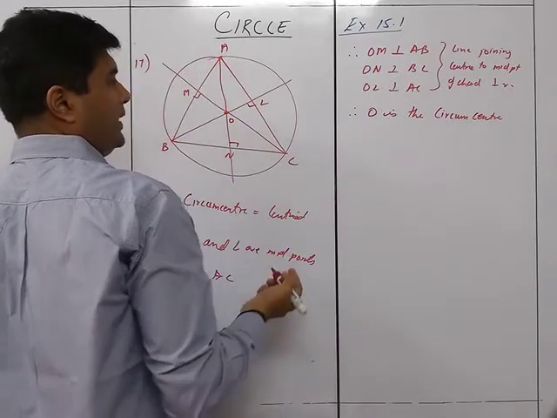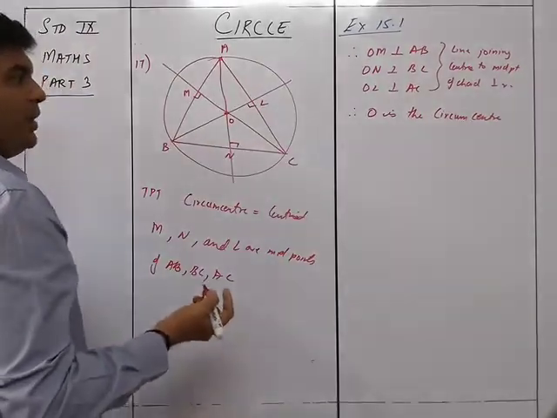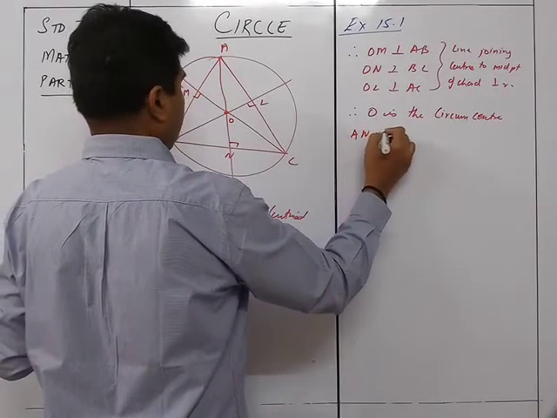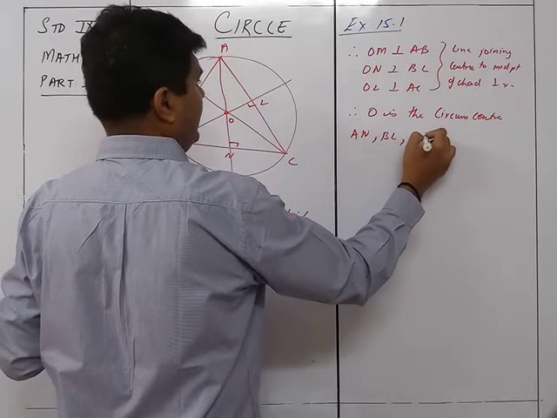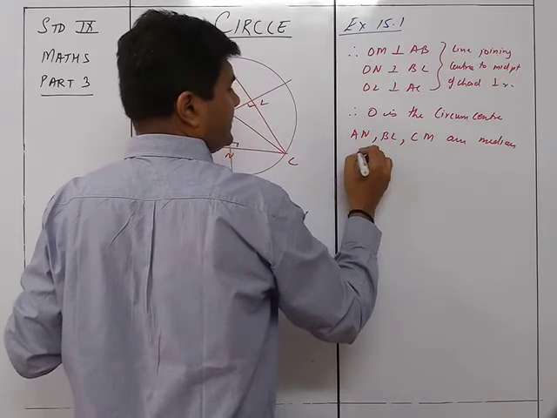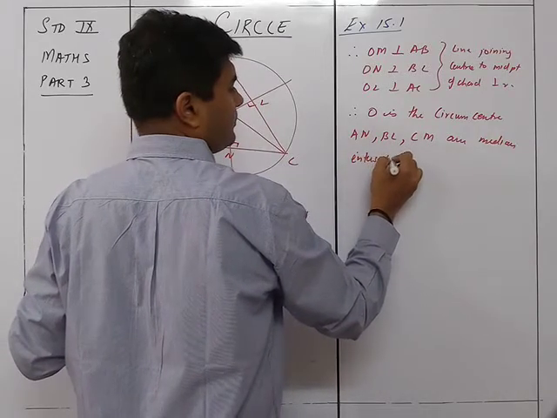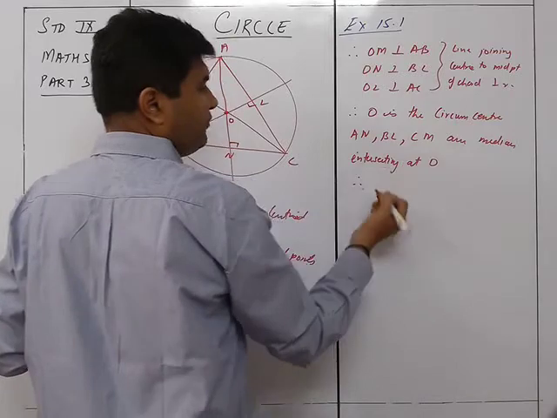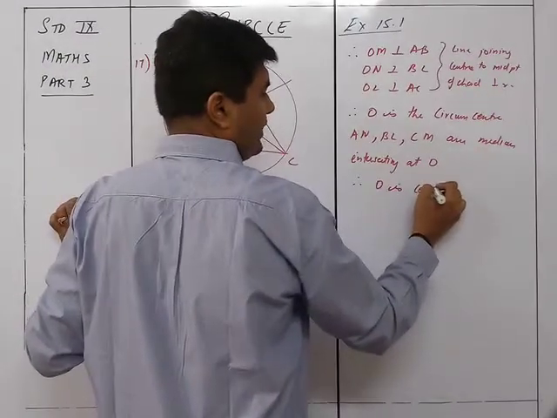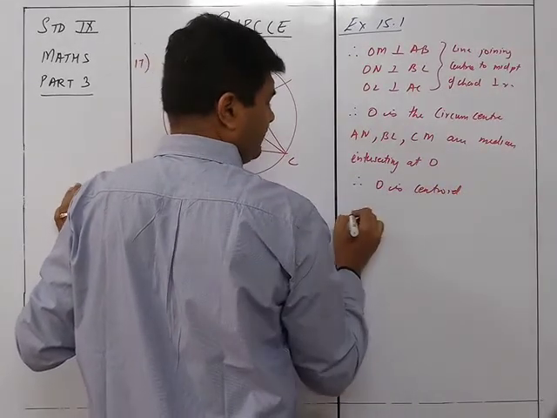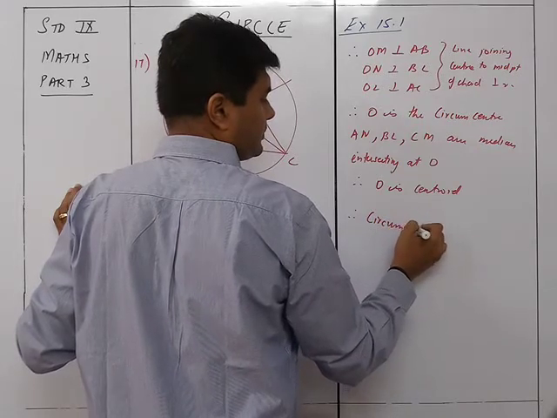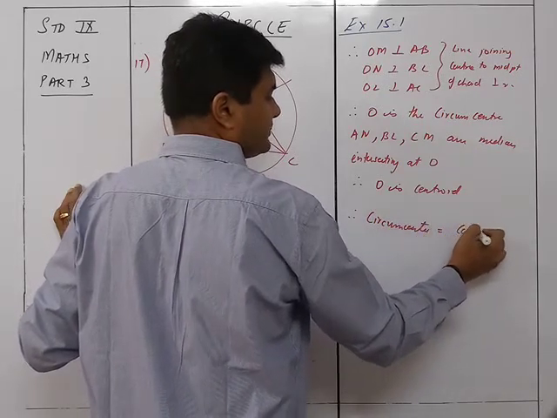O is the circumcenter, and we already know that AN, BL and CM are medians intersecting at O. Therefore, O is the centroid. Therefore, circumcenter is equal to centroid.